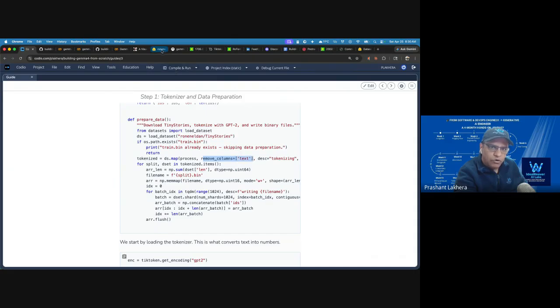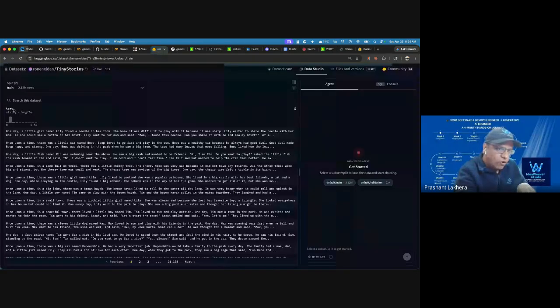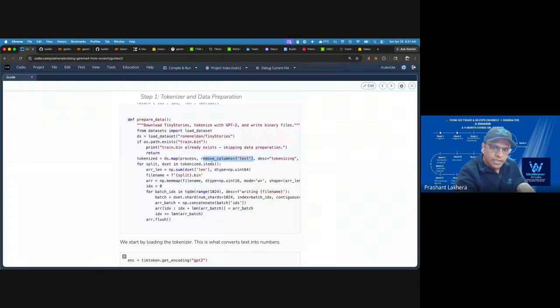If you go back to the data set, you can see that all these columns have this heading of text, right? So we don't want this. My main idea is that all this text needs to be converted into token ID. I don't need this column name. So that is what I'm doing here: removing that column on top of it, which is named text.